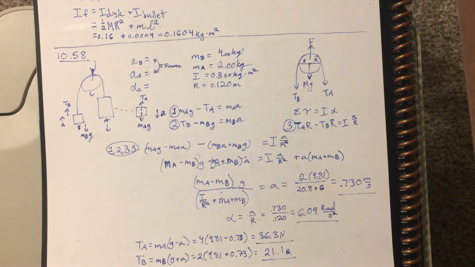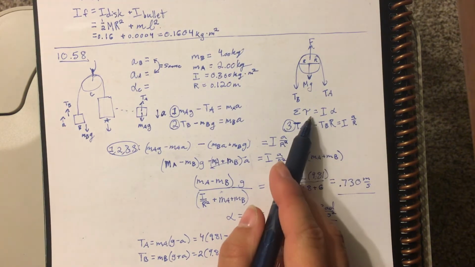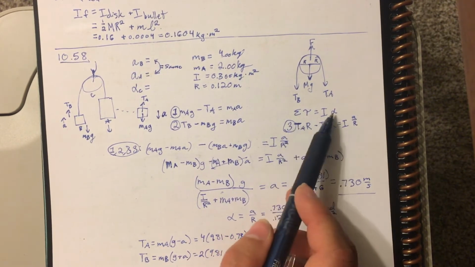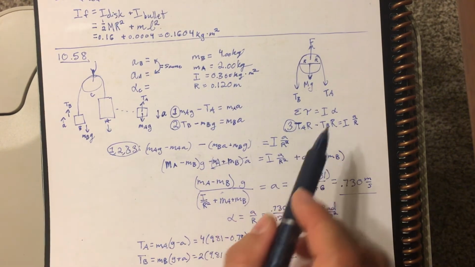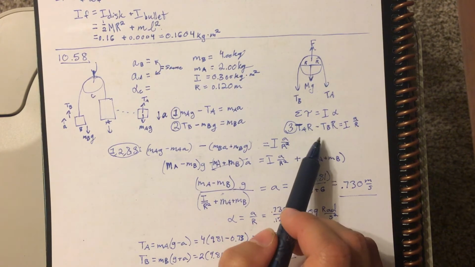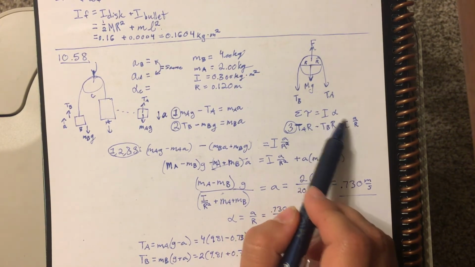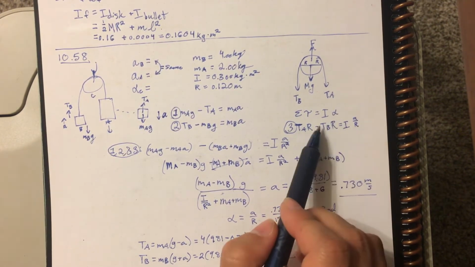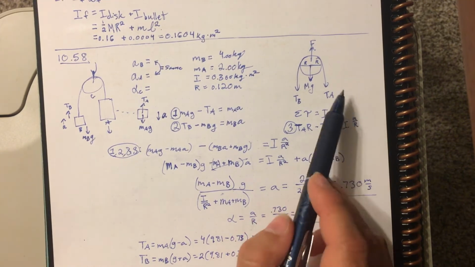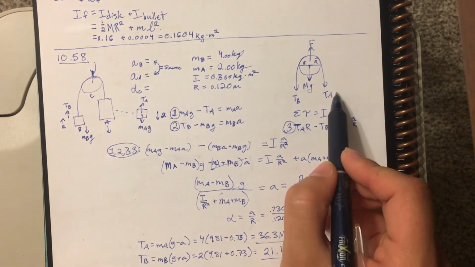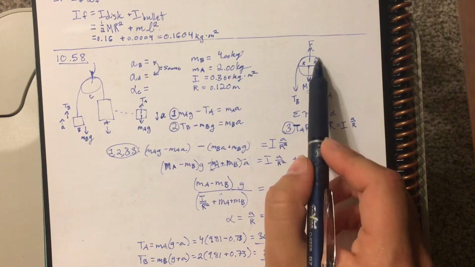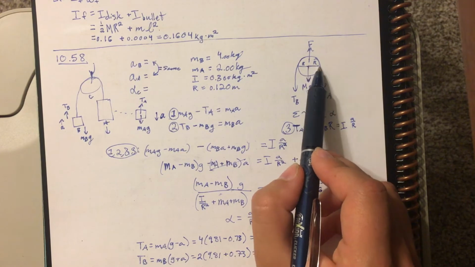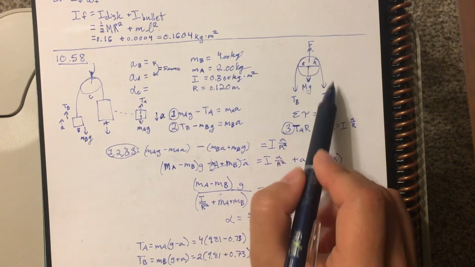And then we say that the sum of the torque here is equal to inertia times angular acceleration. They give you that in the equation sheet. And now you substitute angular acceleration equals linear acceleration divided by radius here. And the sum of the torques is the perpendicular force times the distance to the axis, to the axle here.